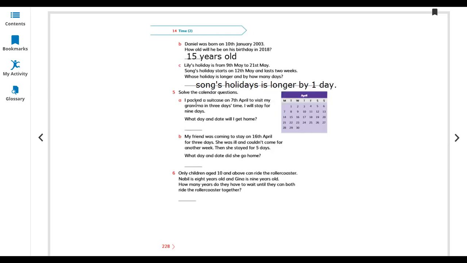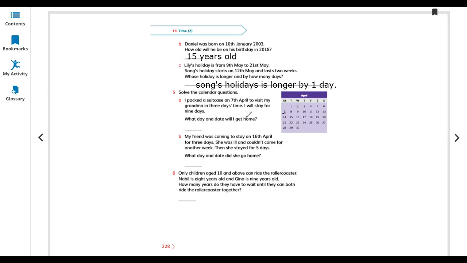Solve the calendar question. I packed a suitcase on 7 April. You can see the calendar here, for the month of April. To visit my grandma in 3 days' time, I will stay for 9 days. What day and date will I get home? Where is 7 April? Here. Visit my grandma in 3 days, and I will stay 9 days.